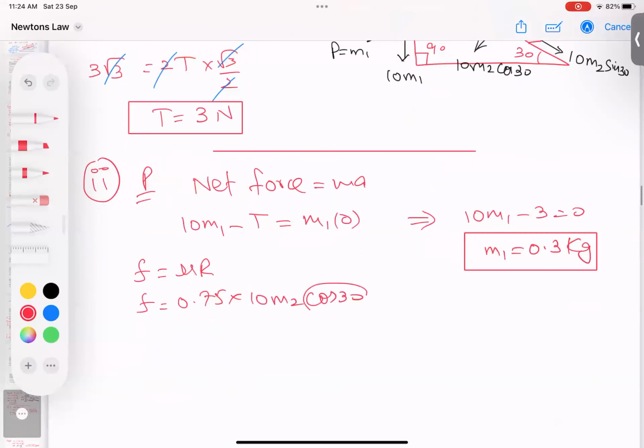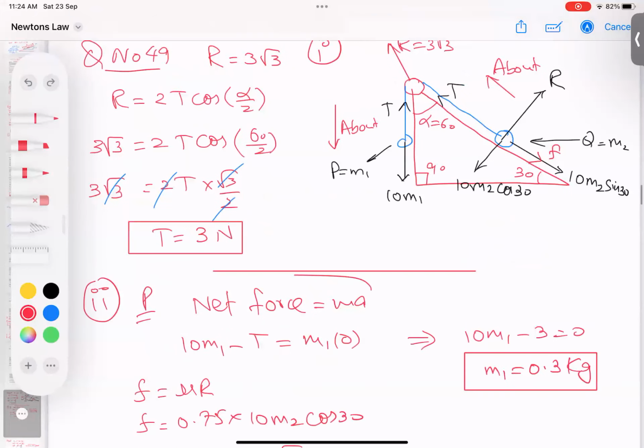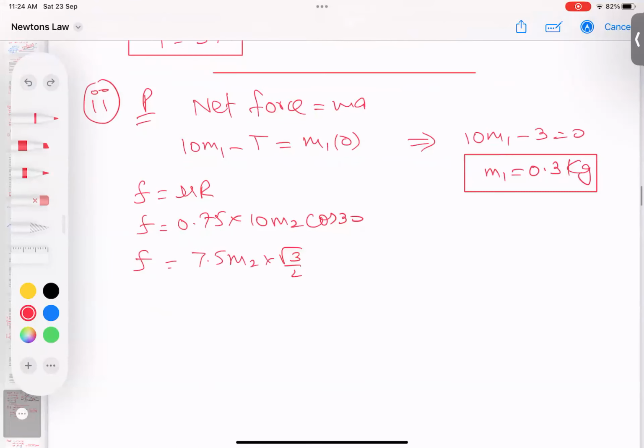And cos 30 is equal to root 3 by 2. So 10 times 0.75, I get 7.5 m2. It is not important to write the value, but anyway, it makes it easy. Now students, I can make an equation for it. The way I made it for P, the same I do for Q. And for P, actually, that work I have done was just extra.